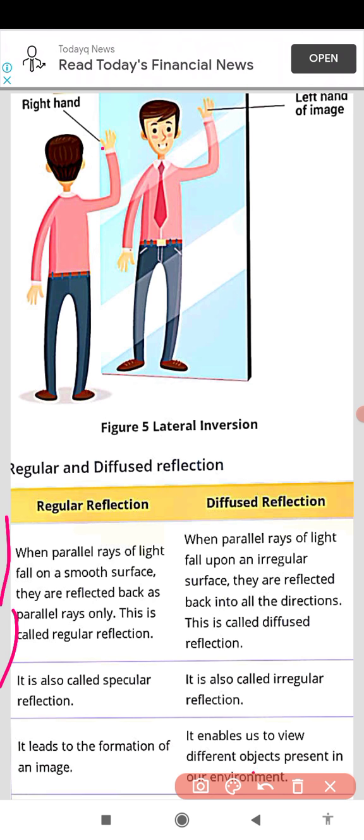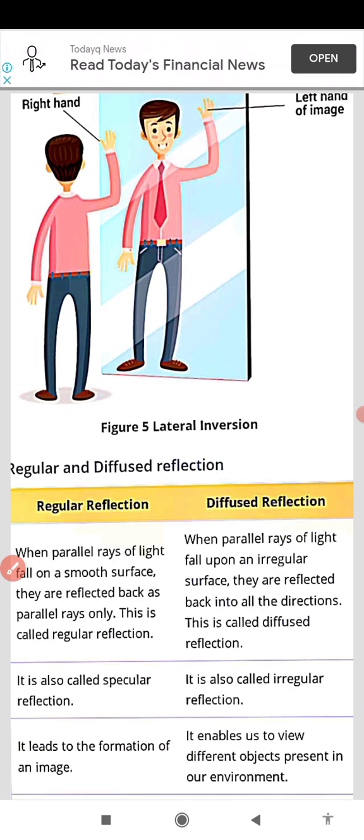Now we will discuss diffused and regular reflection. Regular reflection means when rays of light fall on a smooth surface; if the surface is smooth it gives regular reflection, and if the surface is rough and irregular it gives diffuse reflection. Regular reflection is also called specular reflection, and diffuse reflection is also called irregular reflection. Regular reflection leads to the formation of an image. Diffuse reflection enables us to view the different objects present in our environment.